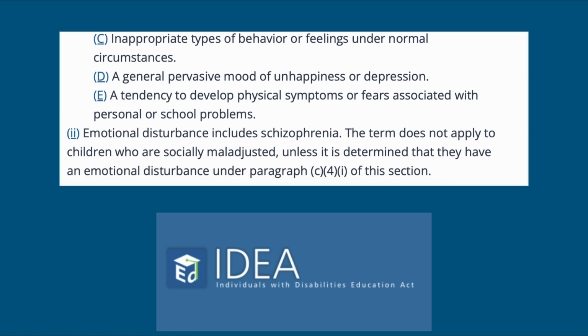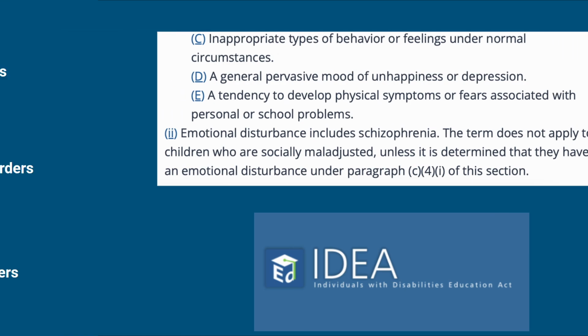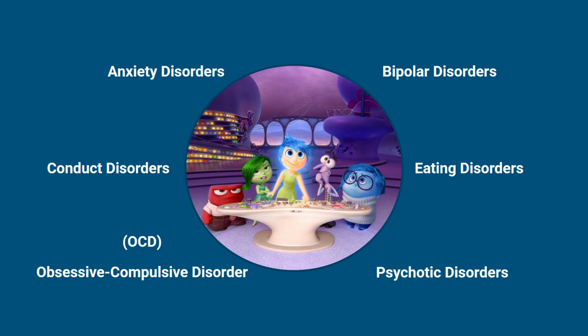Emotional disturbance includes schizophrenia. The term does not apply to children who are socially maladjusted unless it is determined that they have an emotional disturbance under paragraph (c)(4)(i) of this section. That is quite the hefty definition.